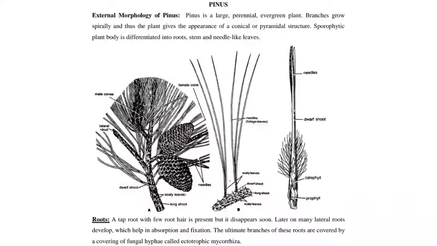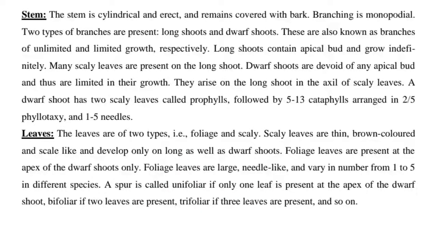Roots. A taproot with few root hair is present but it disappears soon. Later on many lateral roots develop, which help in absorption and fixation. The ultimate branches of these roots are covered by a covering of fungal hyphae called ectotrophic mycorrhiza. Stem. The stem is cylindrical and erect, and remains covered with bark.